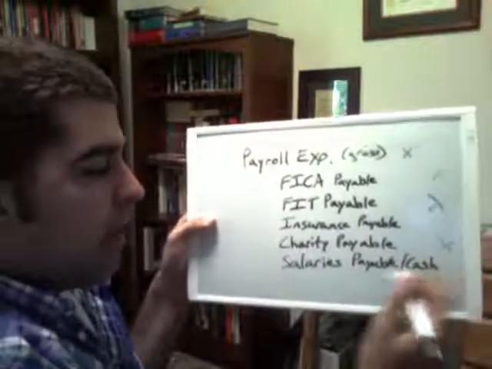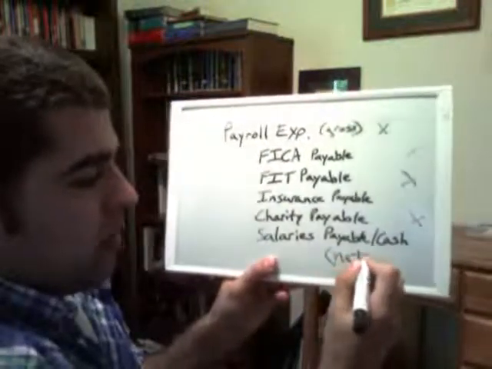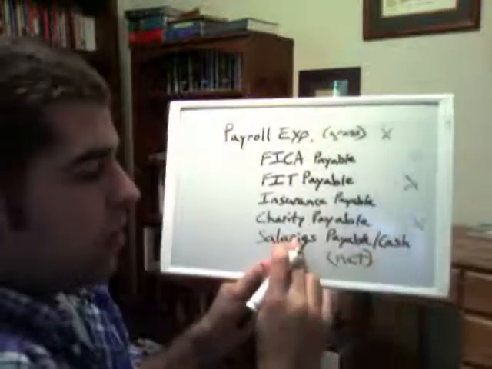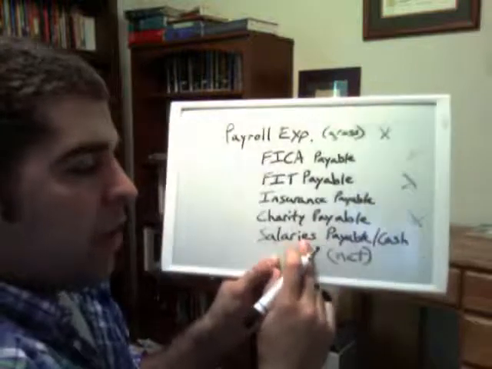And then the net amount, this is the net down here, salaries payable or cash. If it was paid right away, we would credit cash. If it was paid later, we would take it to payable first, salaries payable, and then we would debit this and credit cash whenever we paid it.